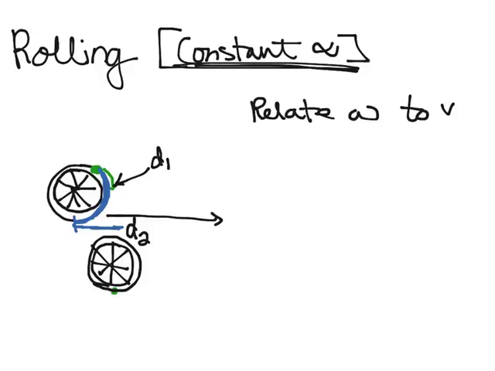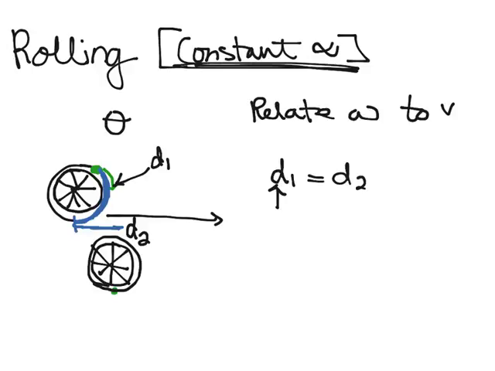So we'll set D1 equal to D2, and let's say we know that in that time we've gone through an angle theta. If we wanted to calculate D1, the distance around the circle that we have traveled, we have to think about the circumference of the circle.